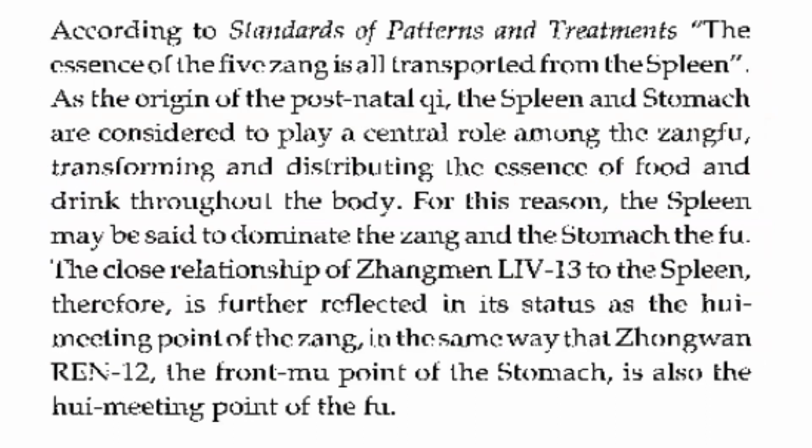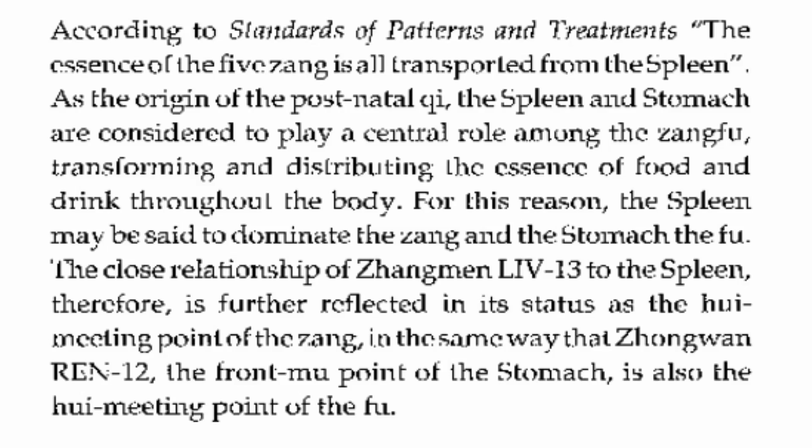According to the Standards of Patterns and Treatments, the essence of the 5 Zang is all transported from the spleen. As the origin of the postnatal qi, spleen and stomach are considered to play a central role among the Zangfu, transforming and distributing the essence of food and drink throughout the body. For this reason, spleen may be said to dominate the Zang and the stomach the Fu.